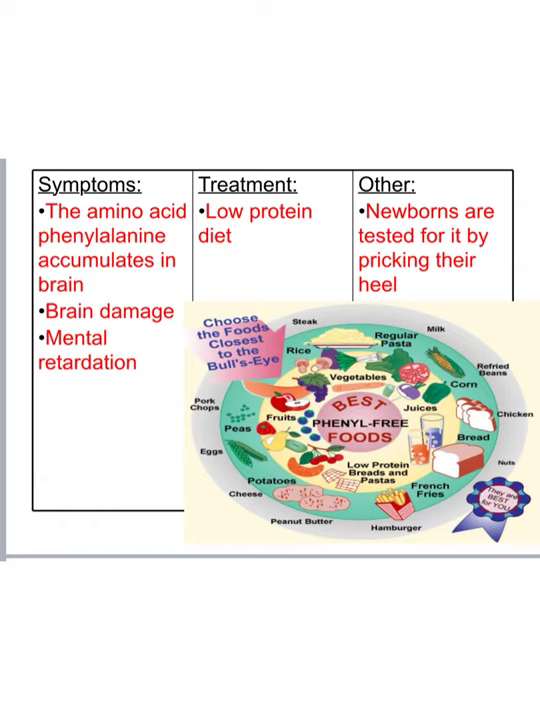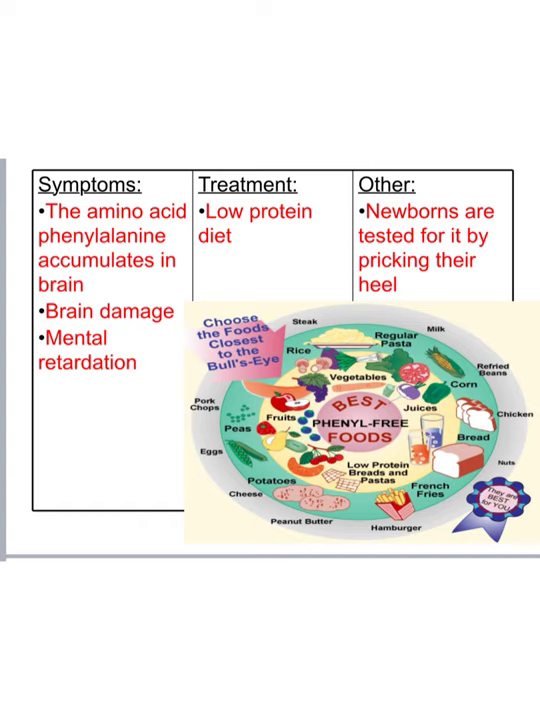Symptoms. The amino acid phenylalanine. There are 20 amino acids. Phenylalanine is one of them. That phenylalanine that they get from eating protein will accumulate, since they can't break it down, and it accumulates in the brain. And that's obviously not going to be good. It causes brain damage, and it causes them mental problems, mental retardation.